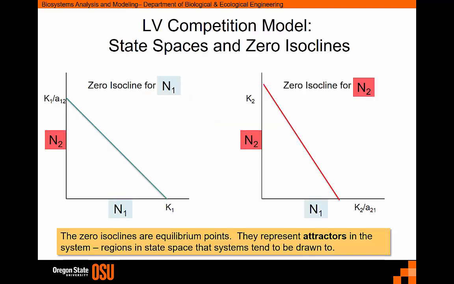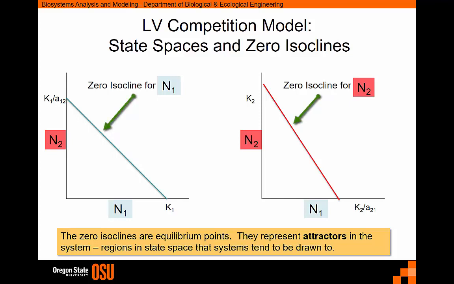In this state space, we will plot the abundance of species 1 versus the abundance of species 2, with species 1 on the x-axis and species 2 on the y-axis. Each point in a state space graph represents a combination of abundances of the two species. For each species, we can plot the zero isocline.